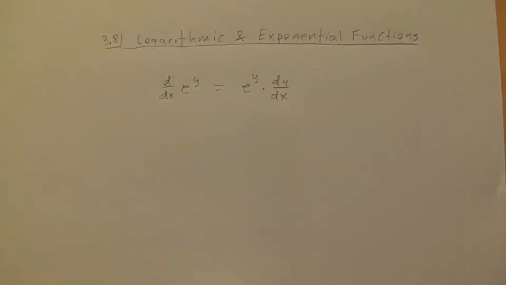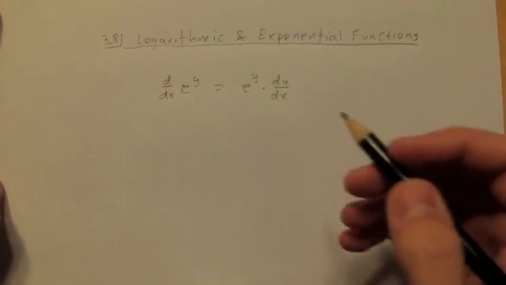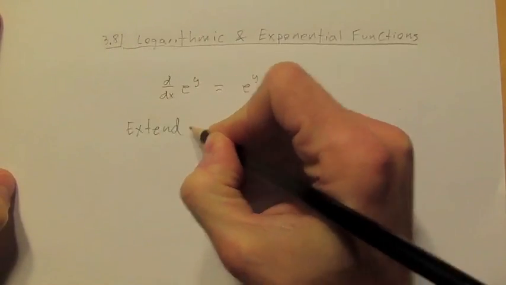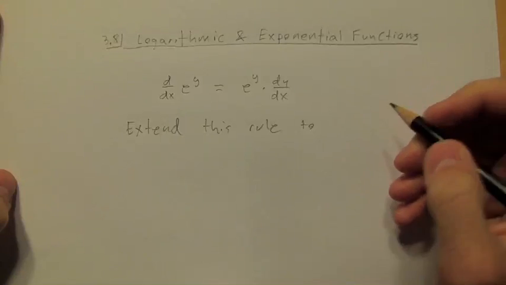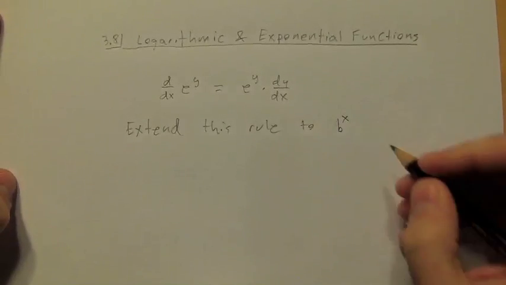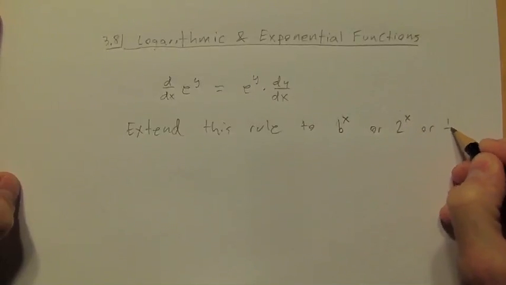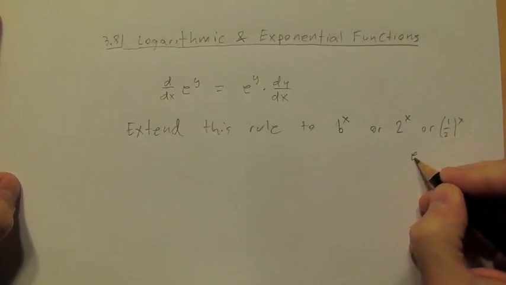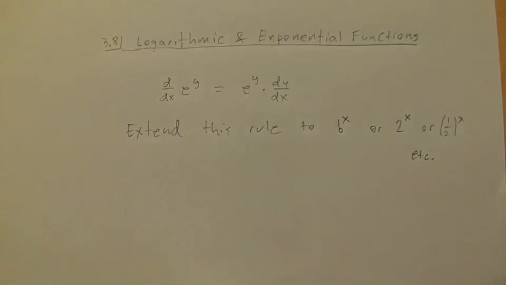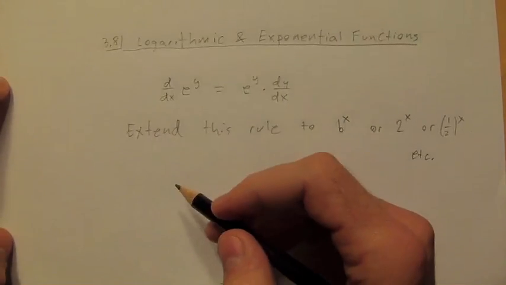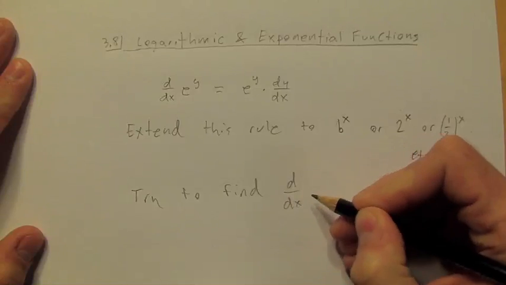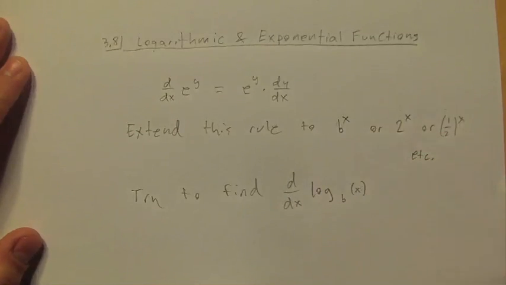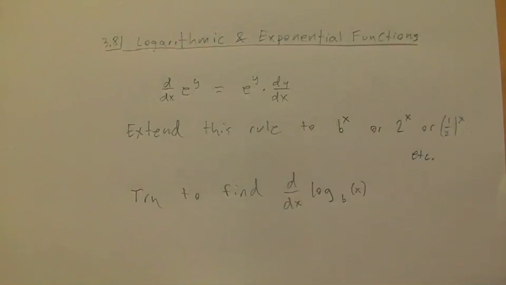What we want to do in this section is actually extend this idea to, say, any base. All right, so let's extend this rule to, let's say, base b, or 2 to the x, or 1/2 to the x, etc. That's basically what we are going to try to extend this rule to, and then we're also going to try to find the derivative with respect to x of our logarithmic functions. Okay, so that is what we will be attacking today.